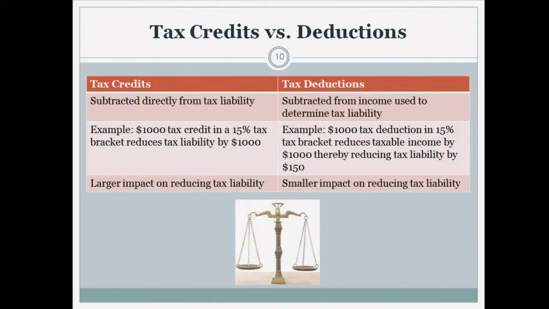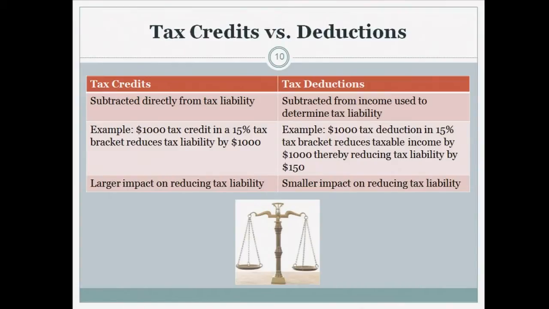This is a quick slide that just compares tax credits to tax deductions, just in case. So a tax credit is subtracted directly from your tax liability. So if you owe $1,000 in taxes and you have a $1,000 tax credit, and you're in a 15% tax bracket, which doesn't really matter in this example, you reduce your taxes owed by the $1,000 of credits. So it has a large impact on reducing your tax liability.